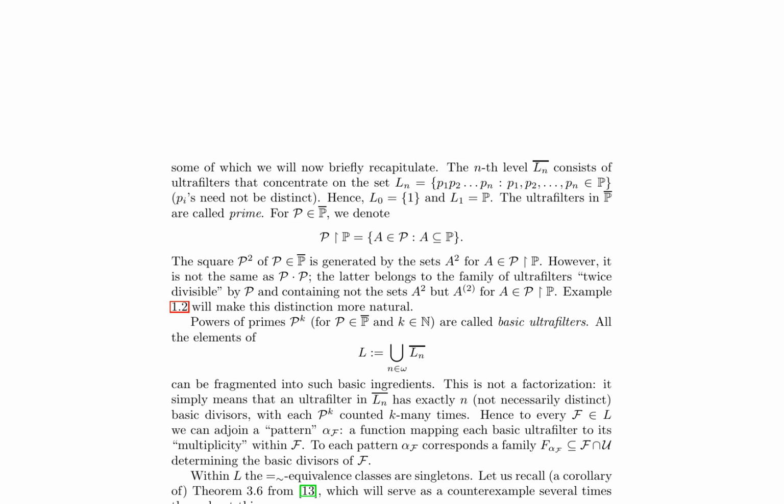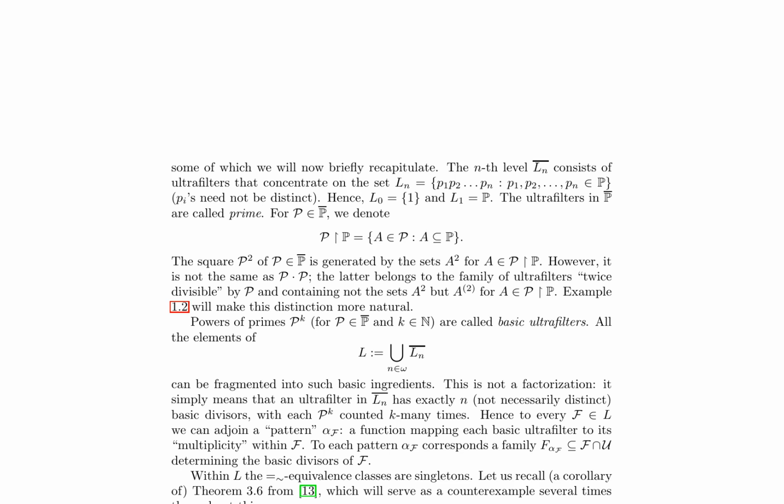The levels of ultrafilters consist of ultrafilters that concentrate on the set L_n equals the set of products p1 p2 ... pn, where p1, p2, ..., pn are elements of P. These prime ultrafilters in P generate the square p² of p element of P, which is different from p·p, belonging to the family of ultrafilters twice divisible by p and containing not the sets of squares A² but A² for A element of P.